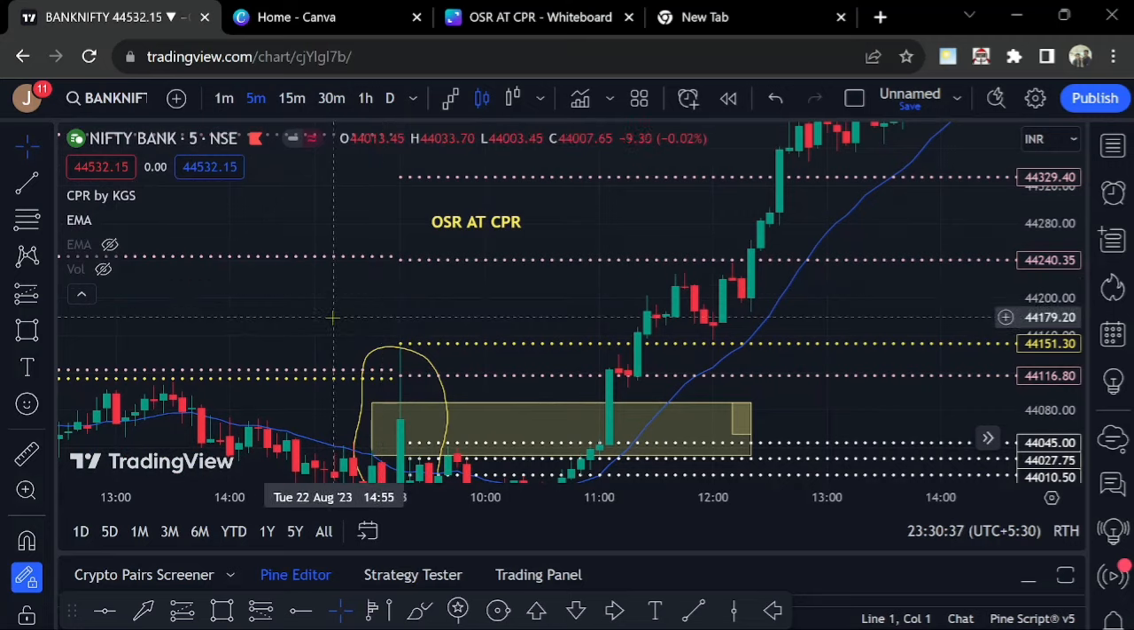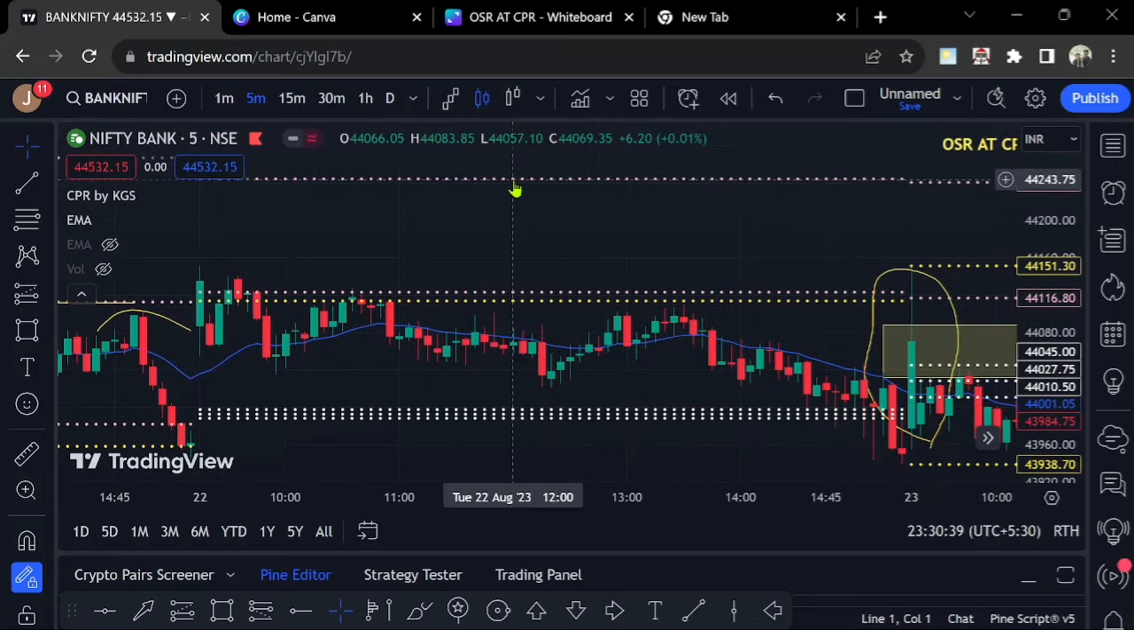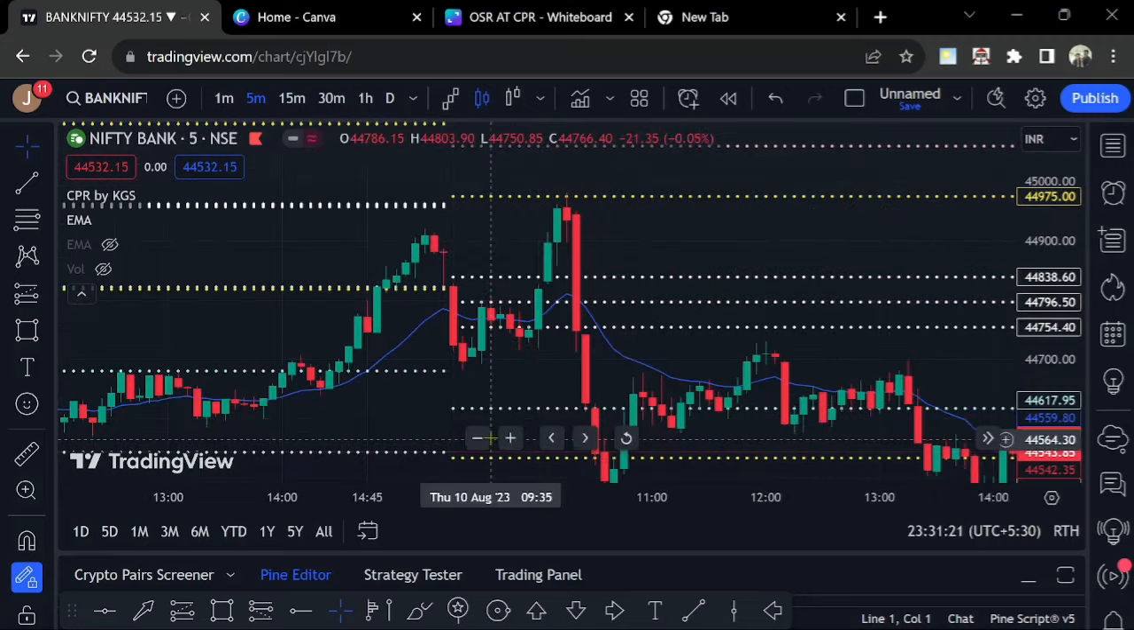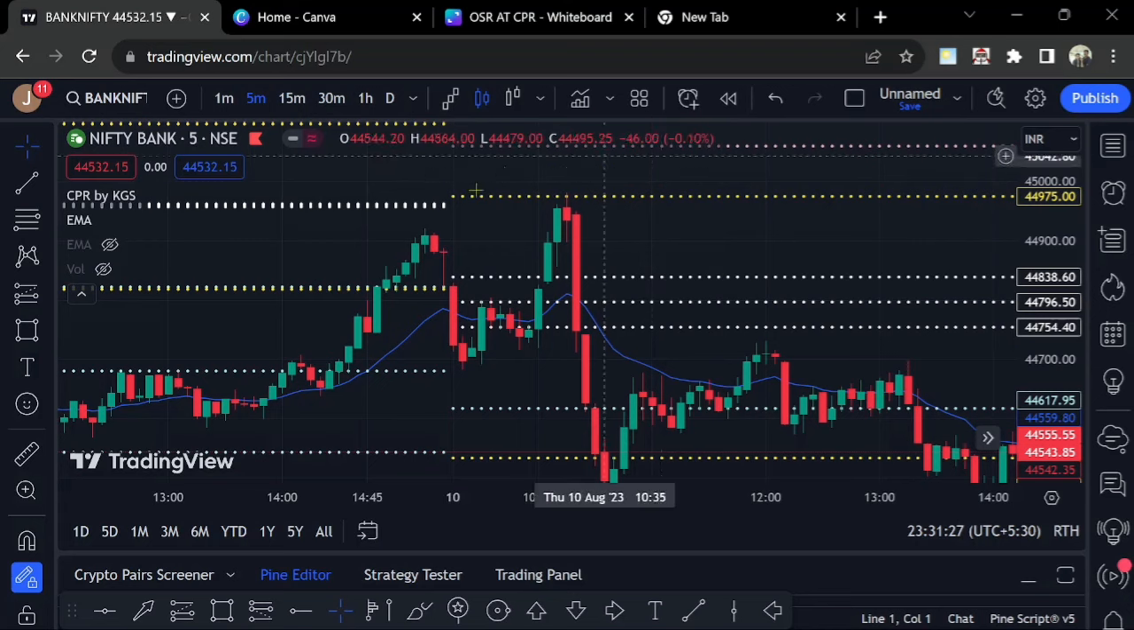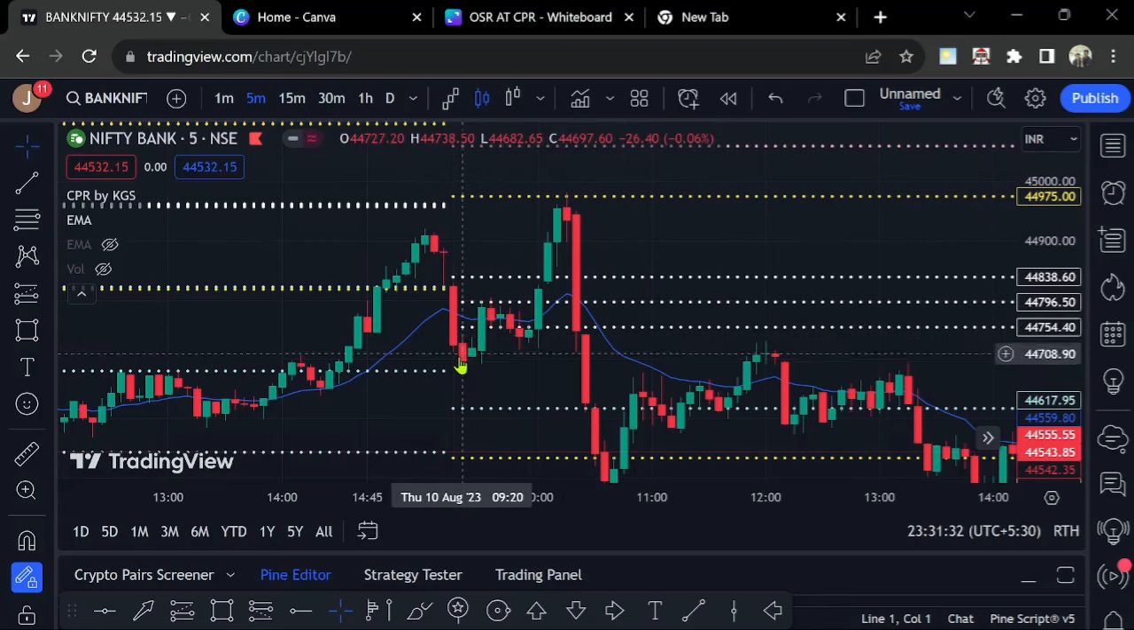This is one example of OSR at CPR. This is 10th August 23. This is also an OSR at CPR pattern. The first candle is a bearish candle. The second and third, these three candles are below the CPR, and it is a bearish sign. Immediately after this bearish sign, this green candle breaks the central CPR.